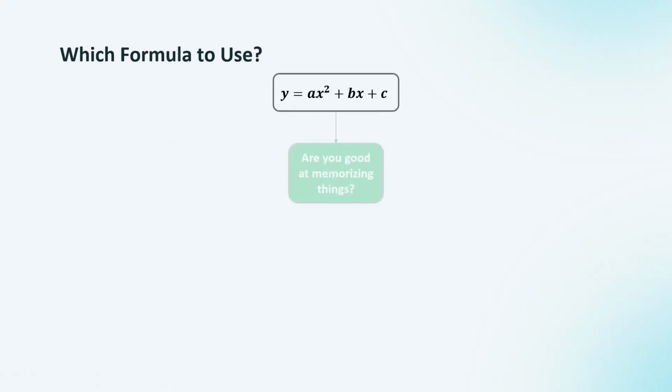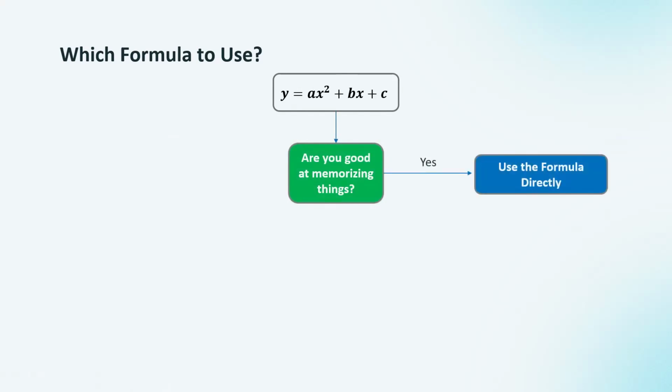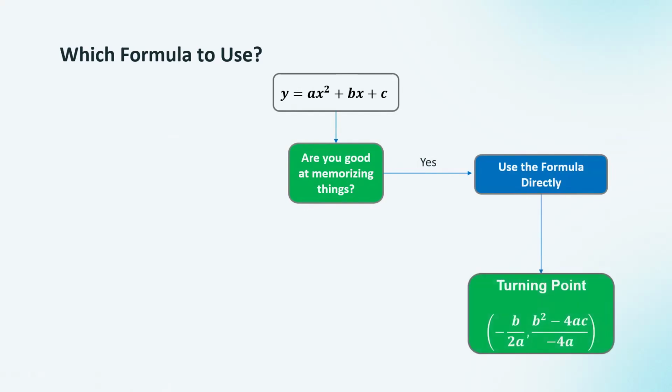I have also designed a flowchart so that it will make it easier for you to choose the method that you want. So every problem will start with this expression, y equals ax squared plus bx plus c. And the first thing that you need to ask yourself is, are you good at memorizing things? If the answer is yes, you can use the formula directly, which is this formula.